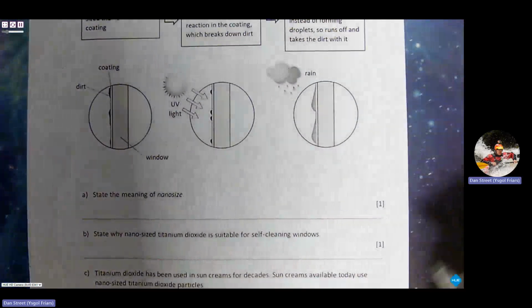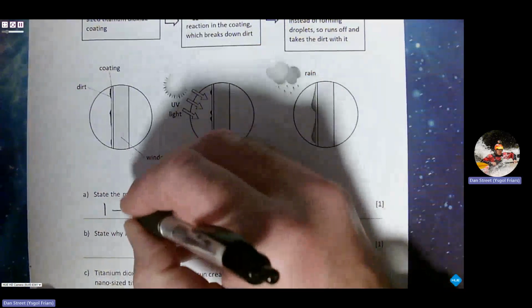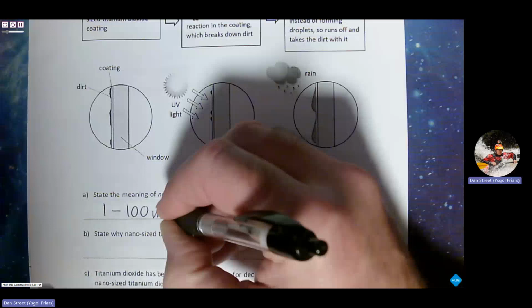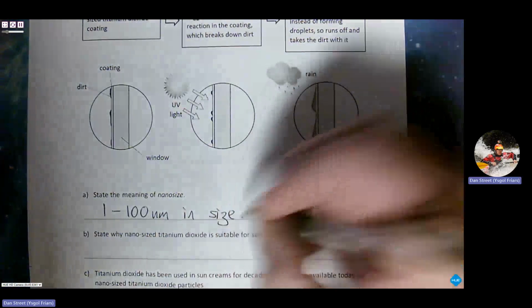State the meaning of nano size. That's a very specific answer we're looking for there. Nano size is between 1 and 100 nanometers in size. That's what the phrase refers to.